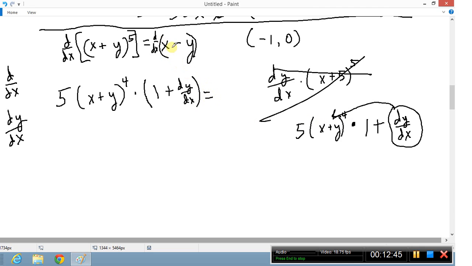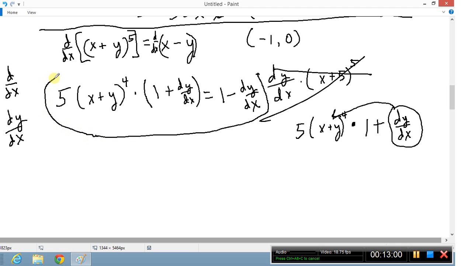Okay, on the right, the derivative of x minus y is 1 minus dy/dx. Okay, now let me box this up so we can see it. There's a lot of junk on the screen. Okay, at this point, I could solve for dy/dx. I'd have to distribute this all out. But that's not the question. The question is, what's the slope at this point?